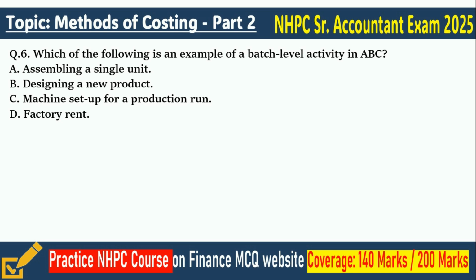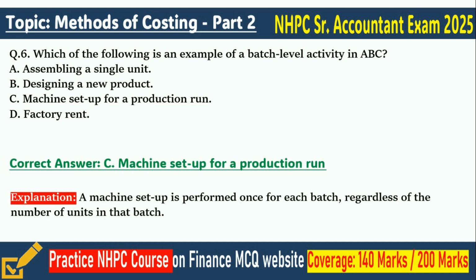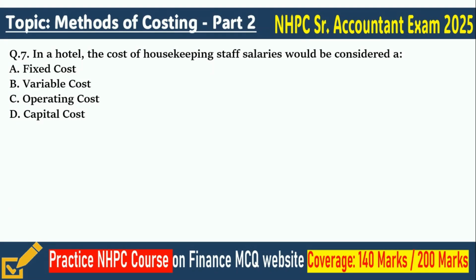It will be option C, machine setup for a production run. So friends, a machine setup is performed once for each batch regardless of the number of units in that batch. Moving on, friends, next question.